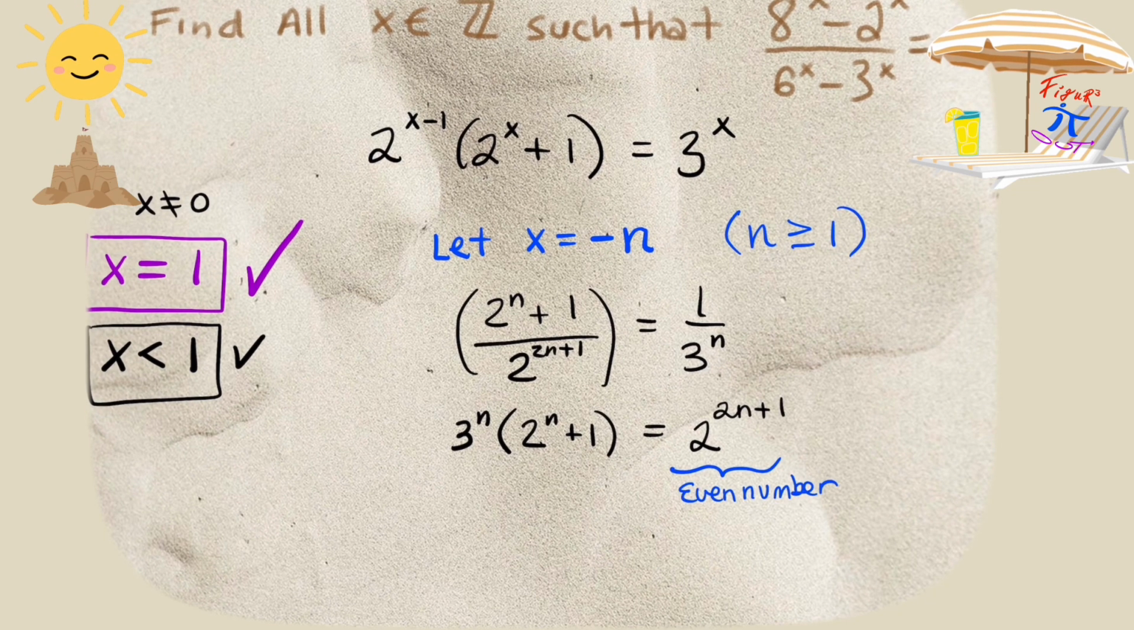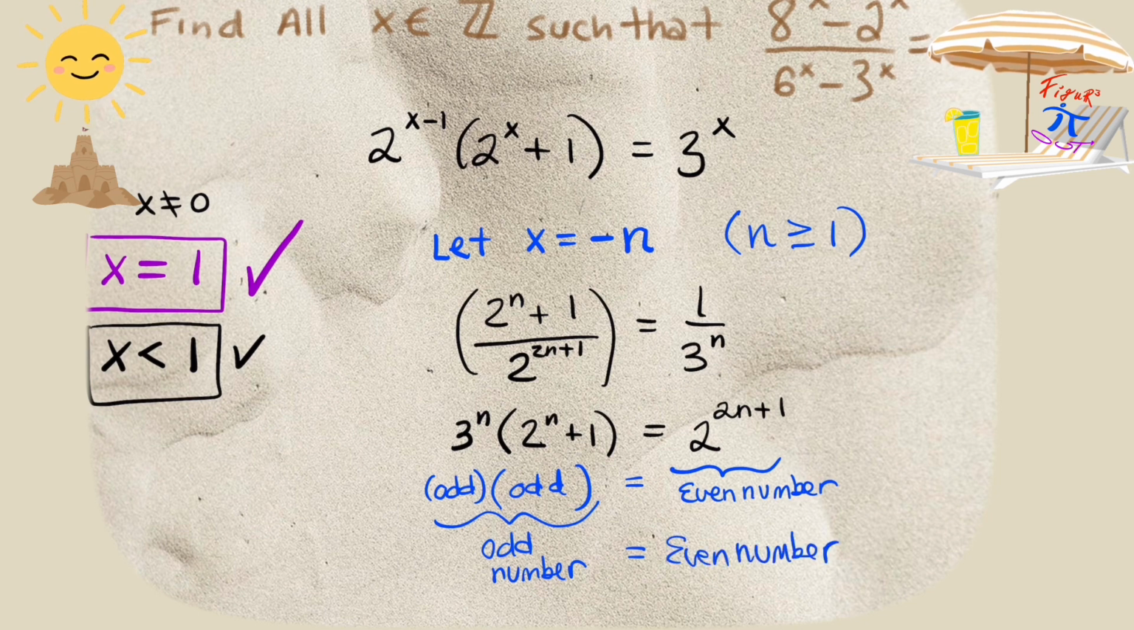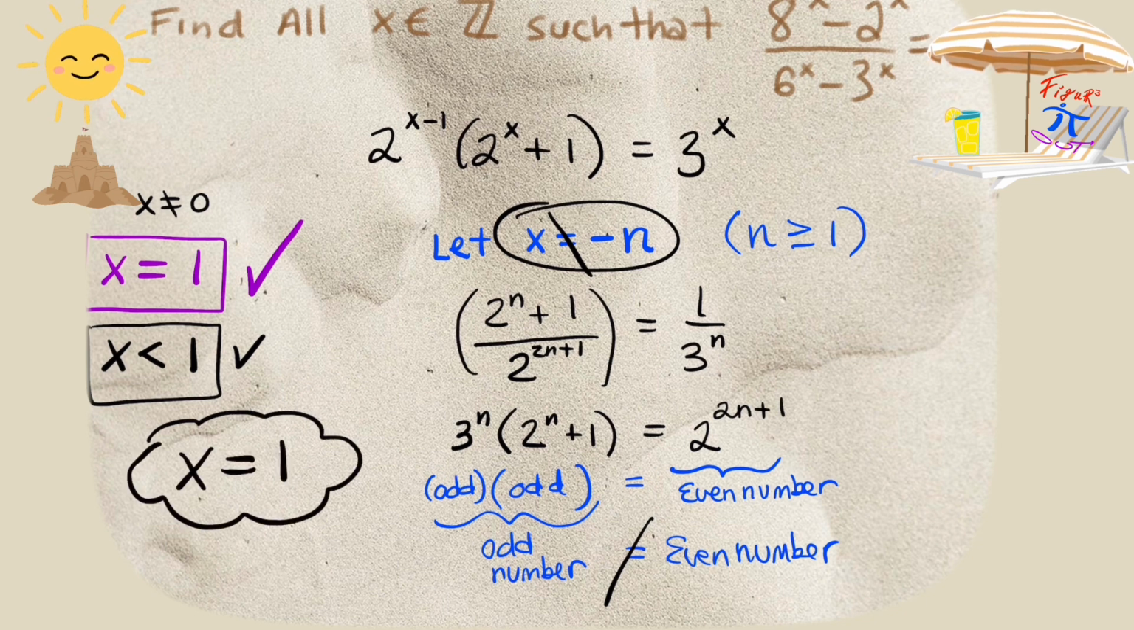And rearranging this, we can show that on the right-hand side, we'll always have an even number. On the left-hand side, we get the product of two odd numbers, which is also an odd number. And again, a contradiction ensues. An odd number is never equal to an even number. So we can't have any negative integers working as solutions. Therefore, x equals 1 is our only solution.